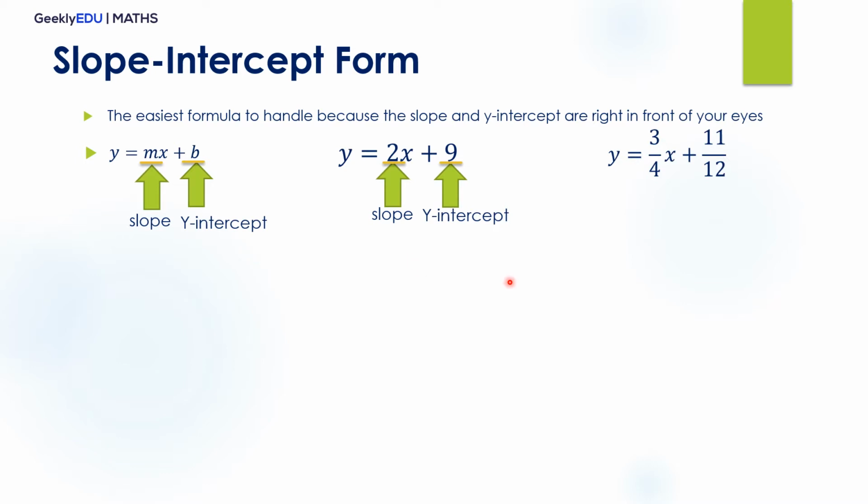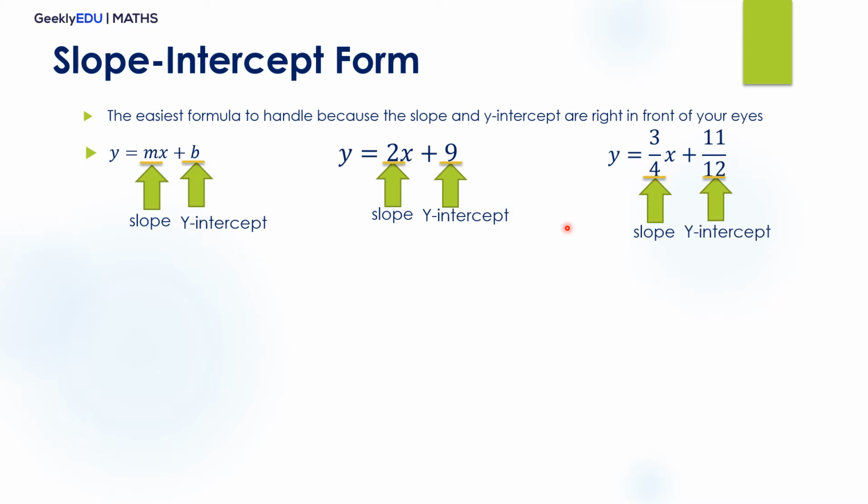The last example, we have fractions here. Does that change anything? Absolutely not. Steps are exactly the same. So looks like this is my m and this is my b. So 3/4 now is my slope and 11/12 is my y-intercept.